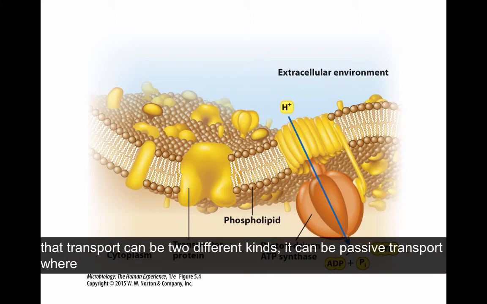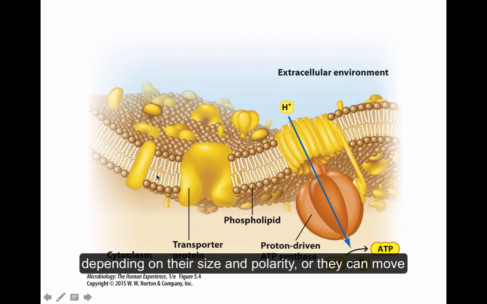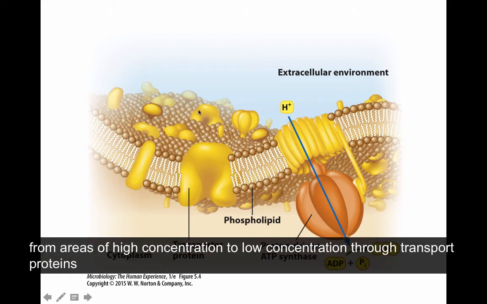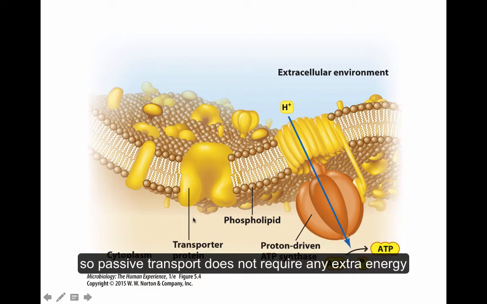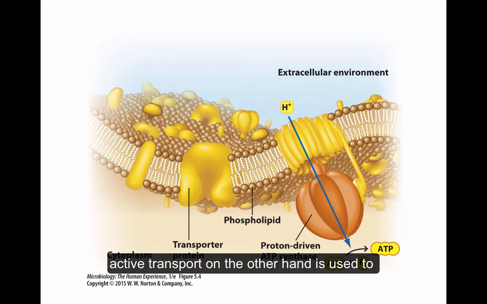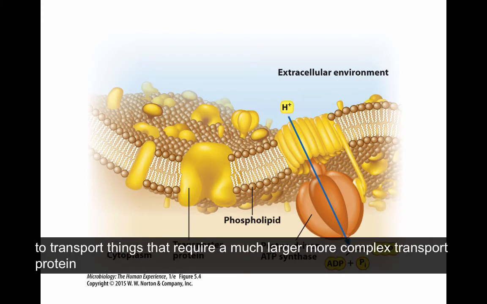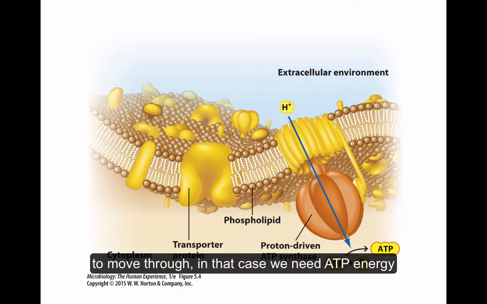That transport can be two different kinds. It can be passive transport, where molecules can either move through the phospholipid layer by themselves, depending on their size and polarity, or they can move from areas of high concentration to low concentration through transport proteins. So passive transport does not require any extra energy or ATP by the cell, and it typically follows a diffusion gradient. Active transport, on the other hand, is used to actively transport things against a concentration gradient or transport things that require a much larger, more complex transport protein to move through. In that case, we need ATP energy.